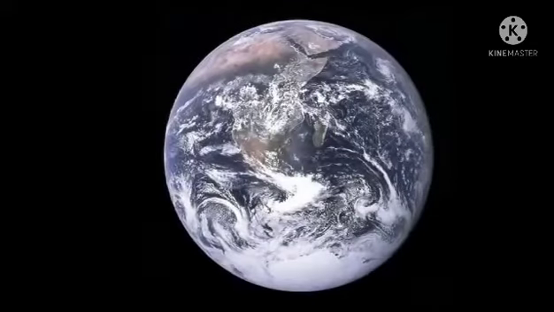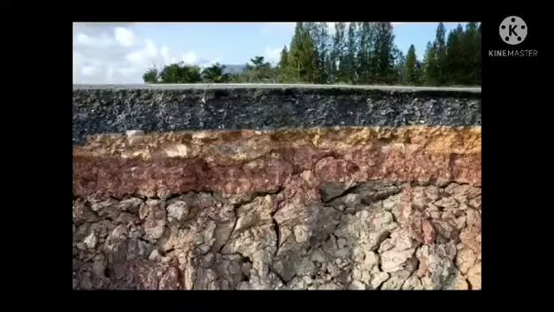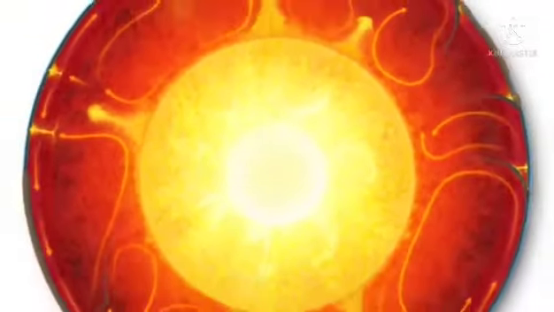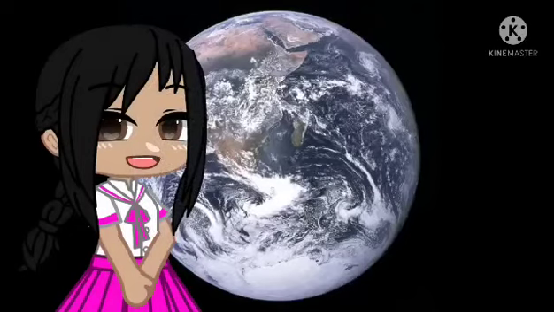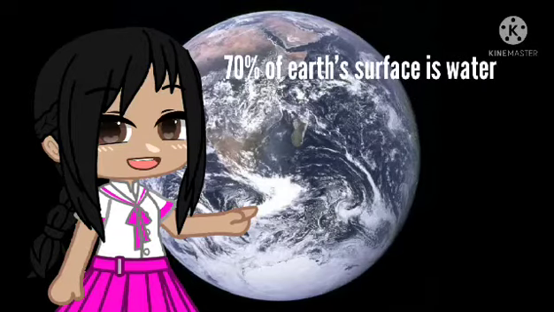Earth. Earth has 3 main layers: the crust, mantle, and core. The crust includes the solid, rocky surface. Under the crust is the mantle, a layer of hot molten rock. Earth has a dense core made of mainly iron and nickel. The outer core is liquid, but the inner core is solid. Earth is unique in our solar system in having liquid water on its surface. About 70% of Earth's surface is water.